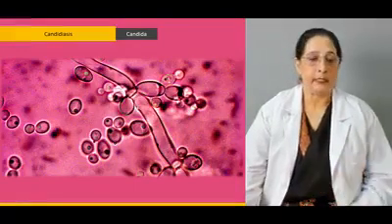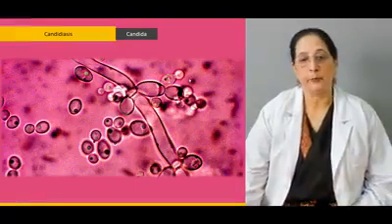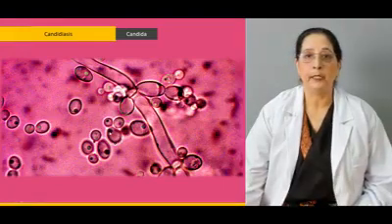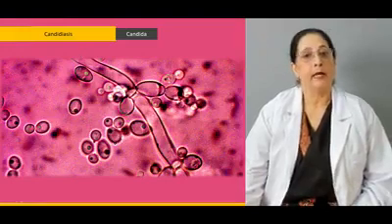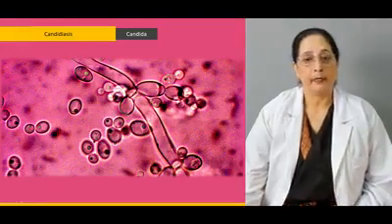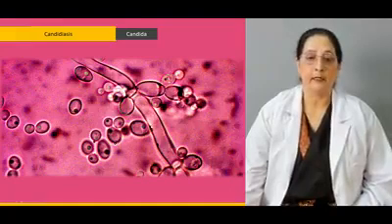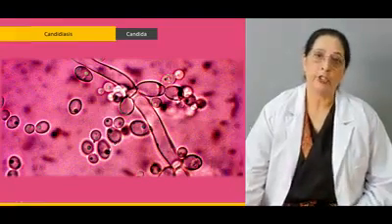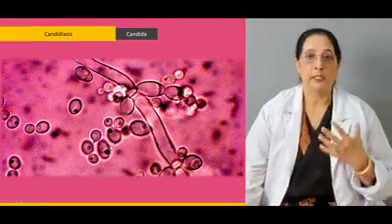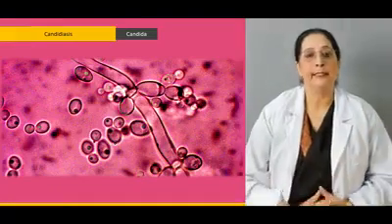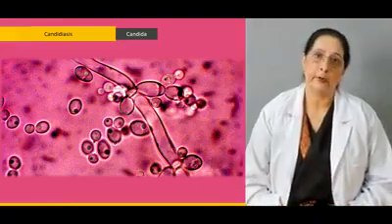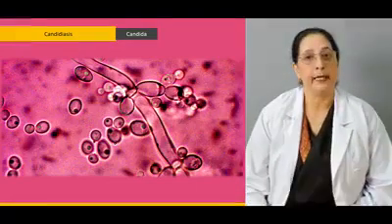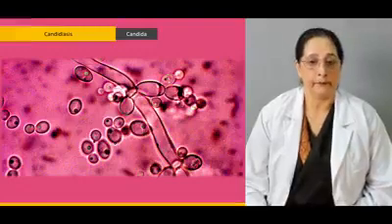So in this diagram or slide, you can see both. These are the buds, or the budding form of the Candida, and then we have hyphae or pseudohyphae, and these are multicellular structures, and the buds are unicellular. So these are the two forms in which Candida exists. We have the bud form, which is the yeast form, and then we have hyphae and pseudohyphae.